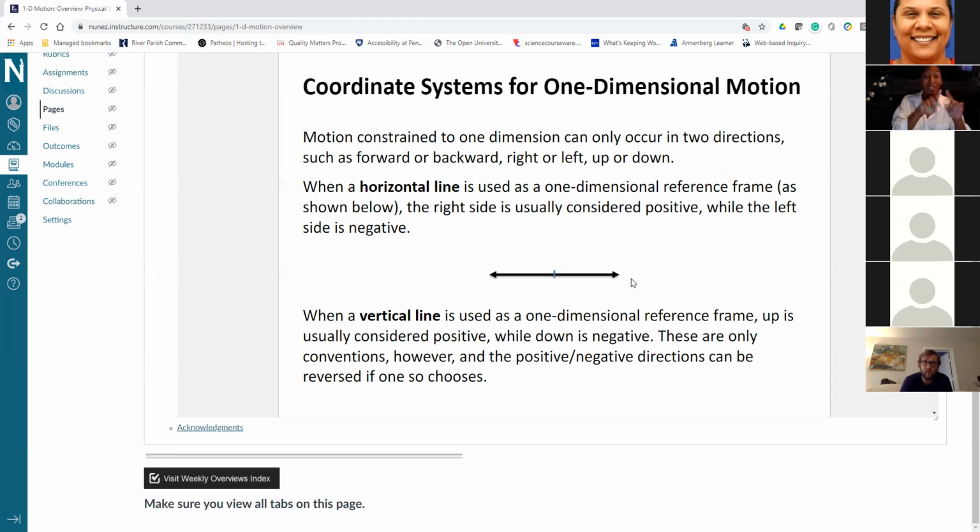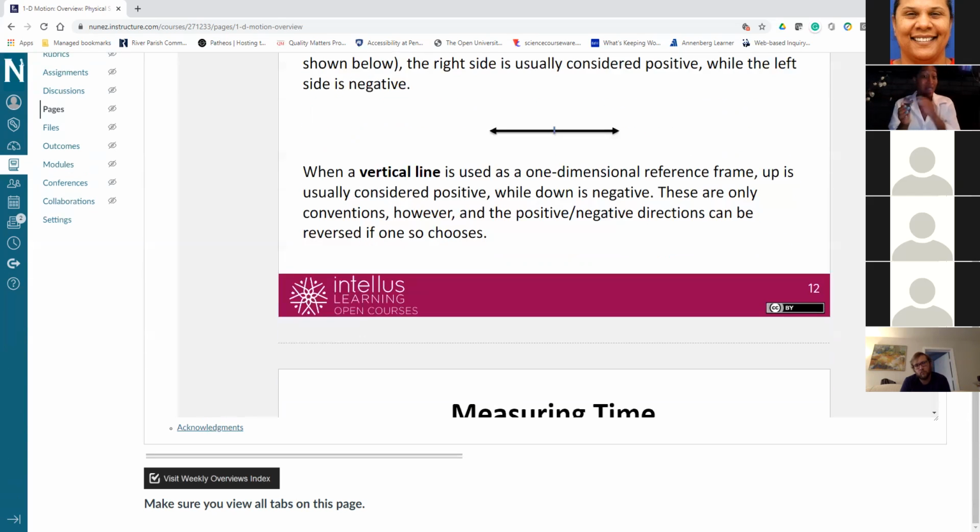And when we're working in one dimension, as I mentioned, we can only use forwards or backwards, right or left, up or down. Okay, if we're using the horizontal line, then right is positive, left is negative. Just like you do in a math class, you put the zero in the middle, positive x, negative x, right? If you're using the vertical number line, then we usually use up is positive while down is negative. Or you can think positive y, negative y. And we choose these things because it's convenient.